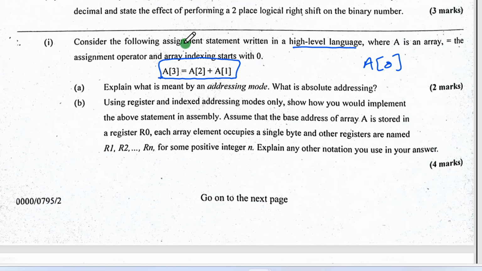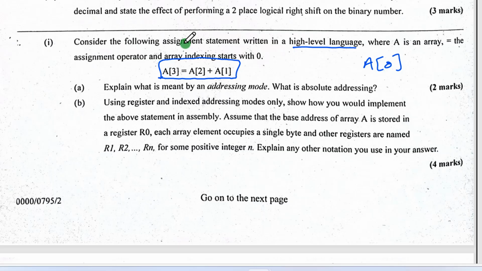The next thing that they say, what is absolute addressing? So absolute addressing here is the same thing as asking what is direct addressing. And you know this is just a type of addressing mode where the operand field contains what? The effective address of the operand value. And it's all. You have your 2 marks.